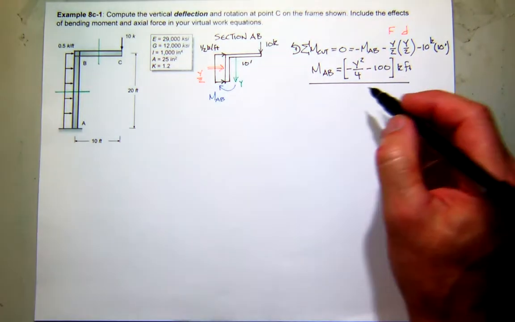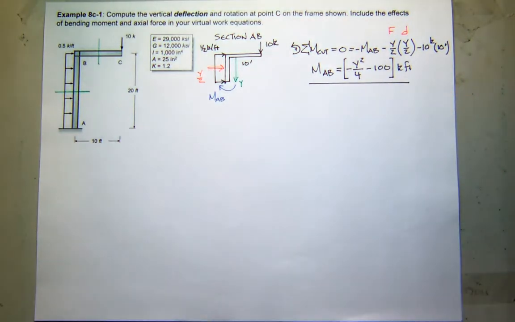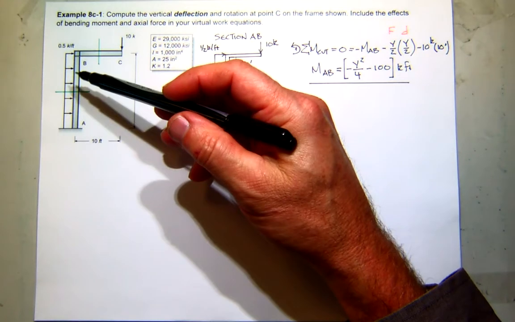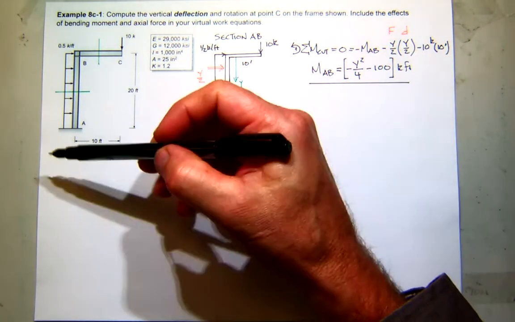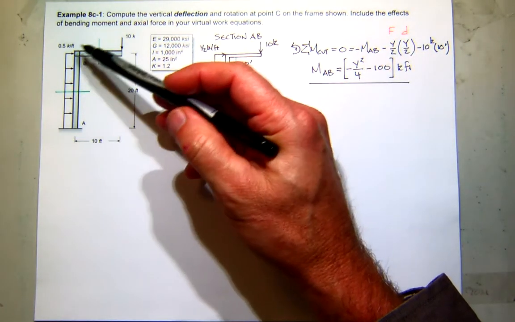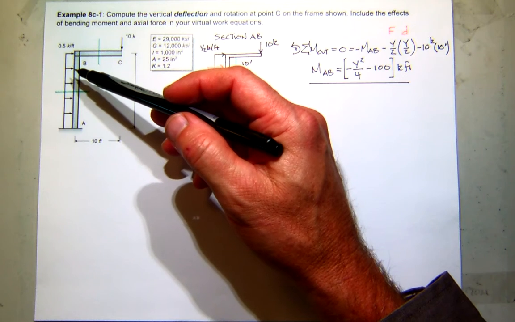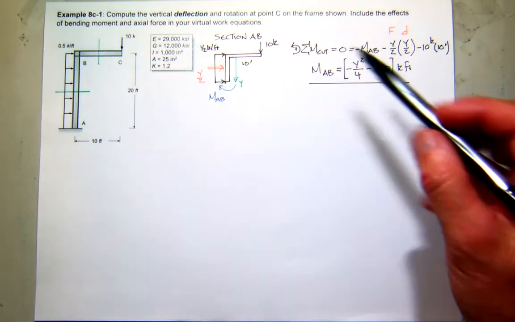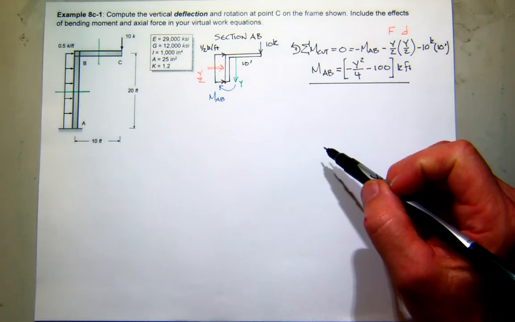Can I check that anywhere? It's harder to check that in a frame, right? Remember, this equation is only good from A to B. Do I know the moment at B? Not off the top of my head. Do I know the moment at A? Well, I need the reaction. So you can't really check it.